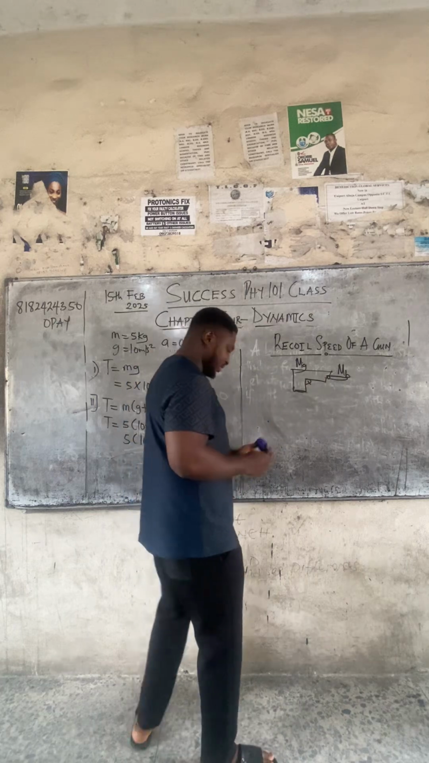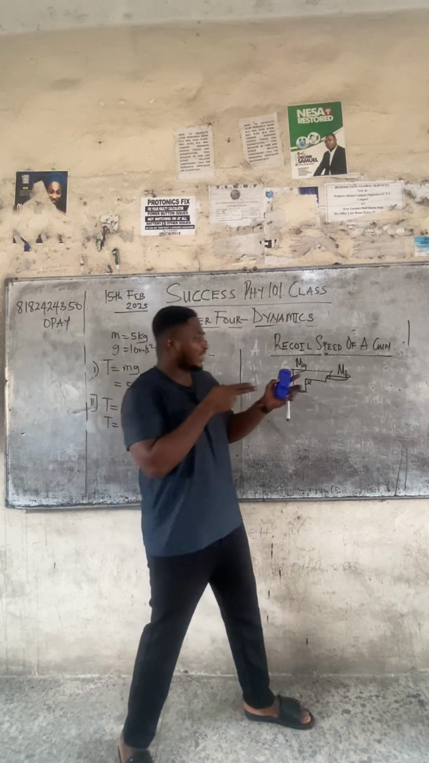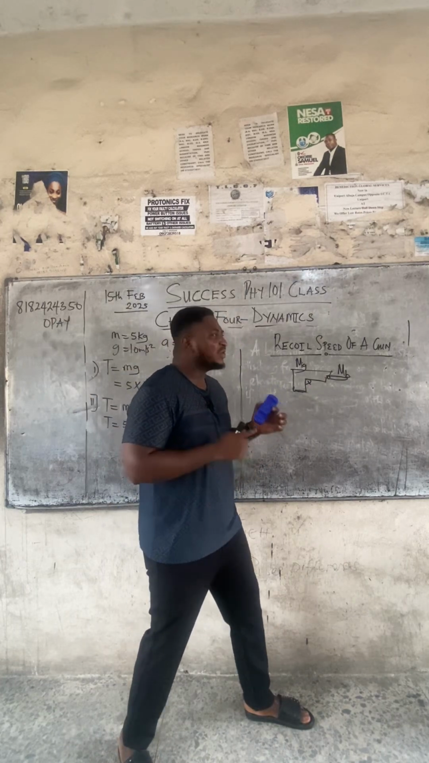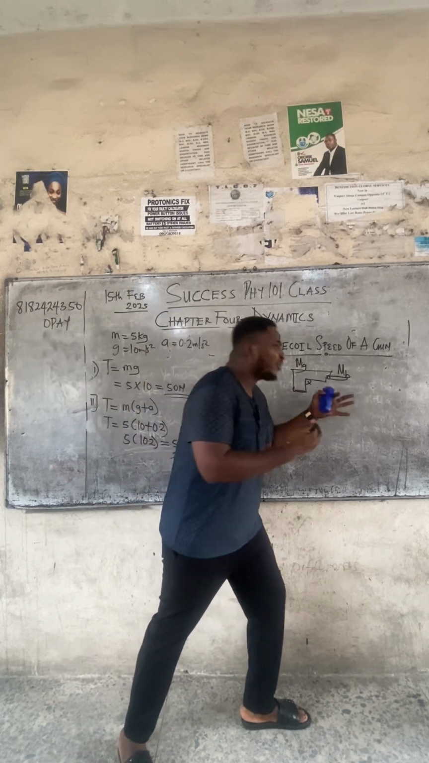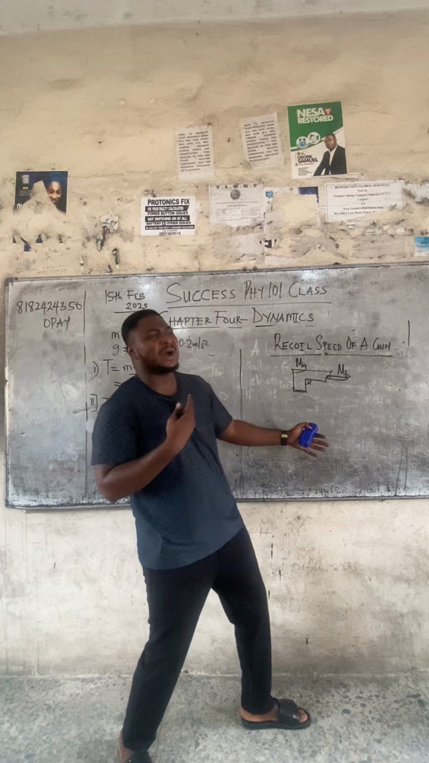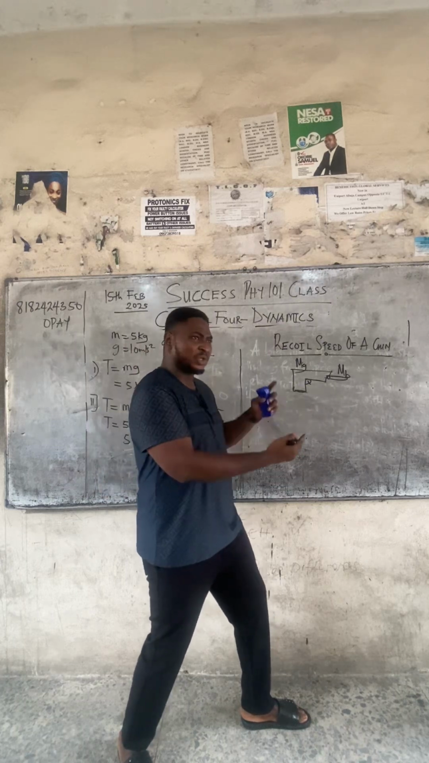Class, when you shoot a gun, do you know that there's what we call recoil? For the bullet to go forward, the gun must come backward.